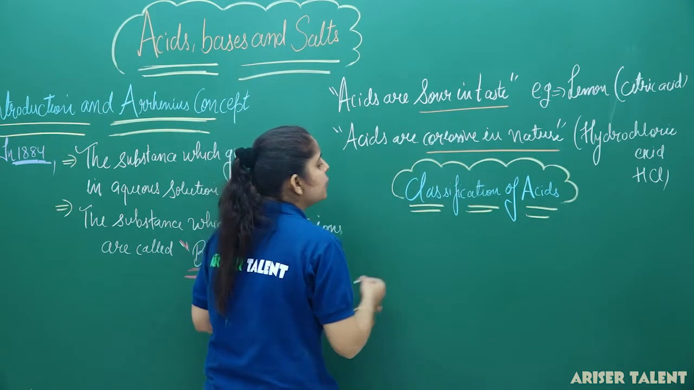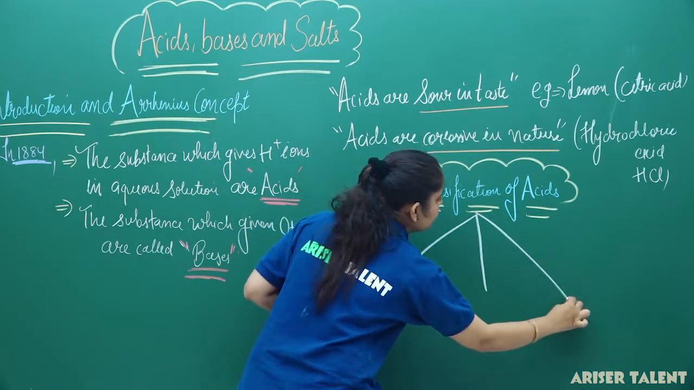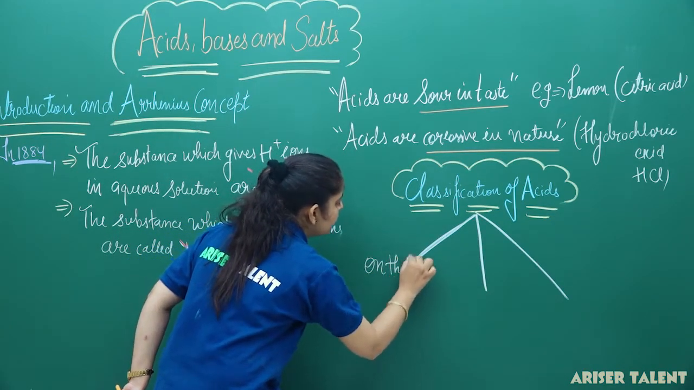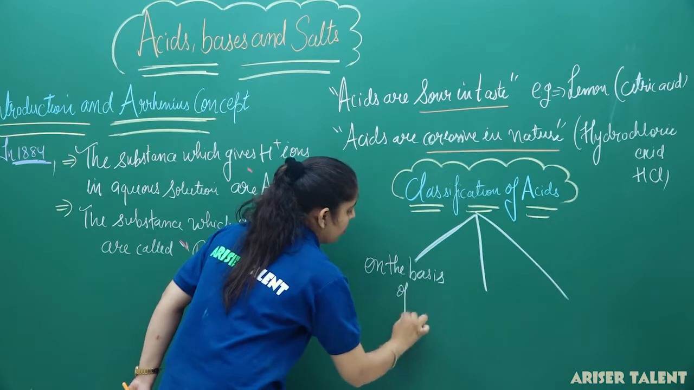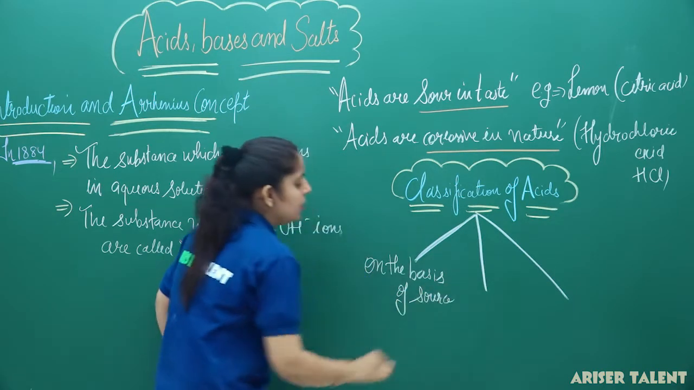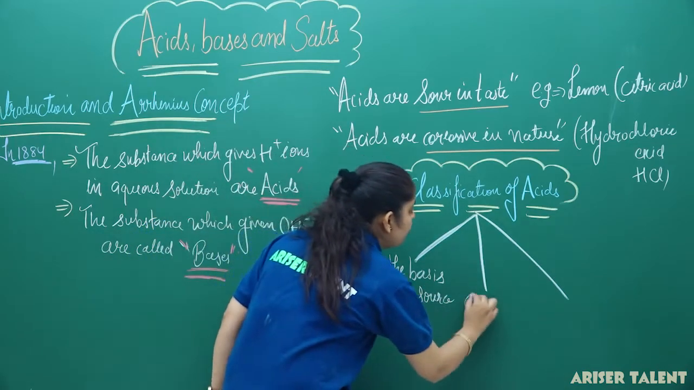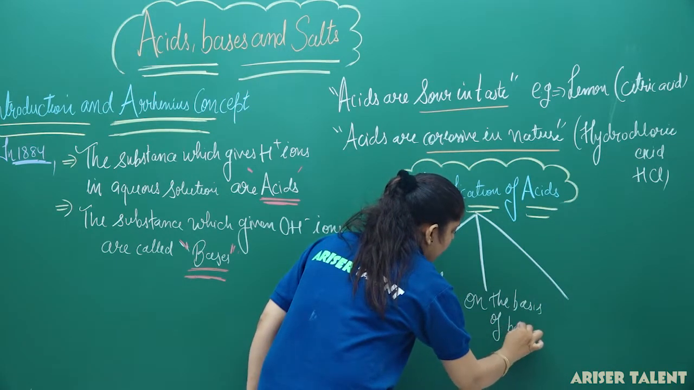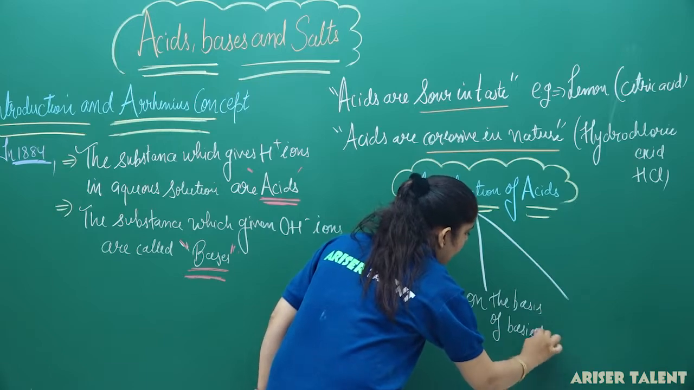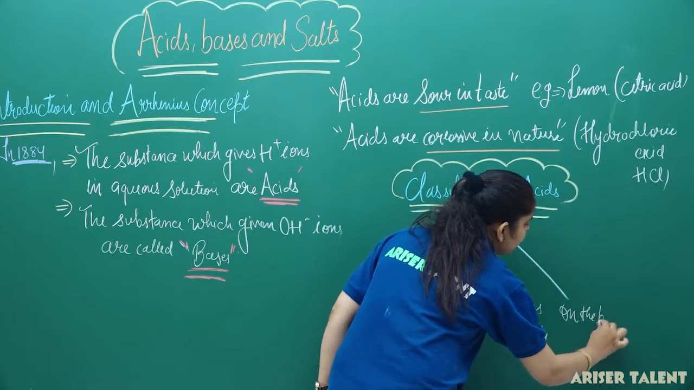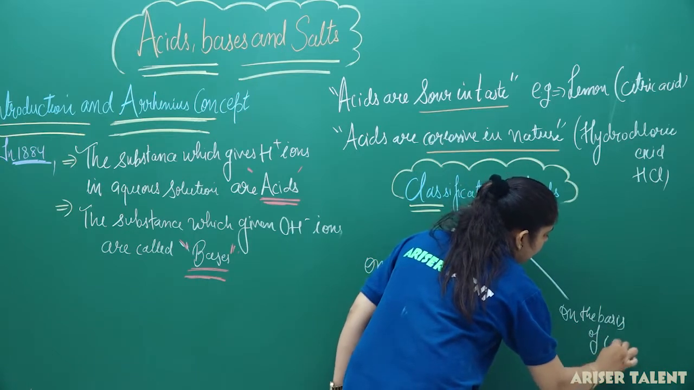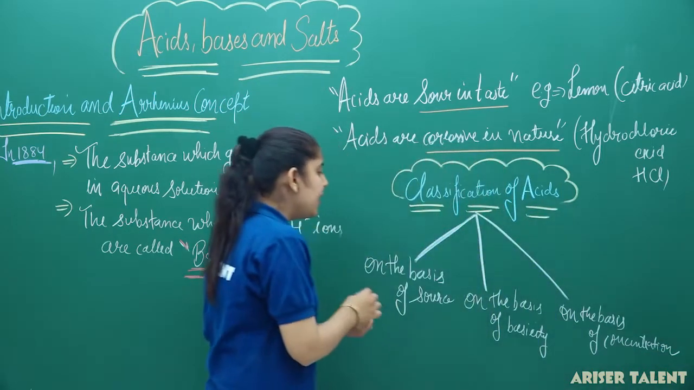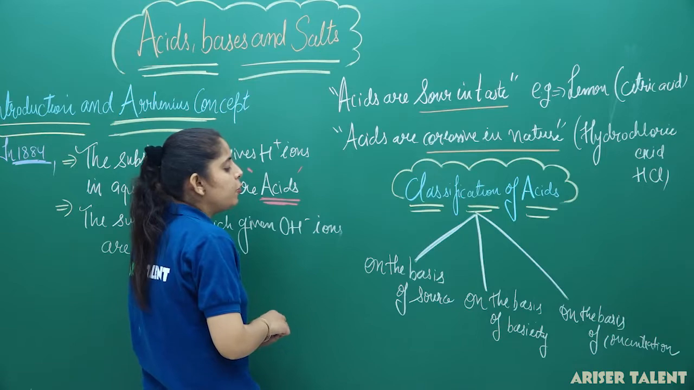So acids are actually classified on the basis of three categories. Clear? So the first category will be on the basis of source. The second category is on the basis of basicity. And third one is on the basis of concentration. So these are the three categories on the basis of which you have to classify the acid.